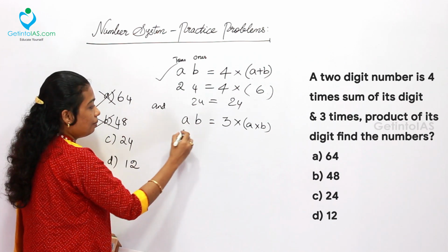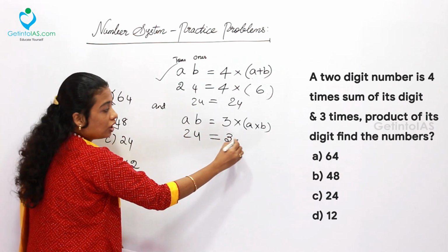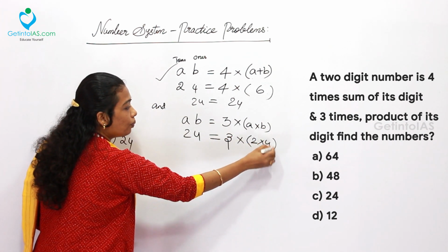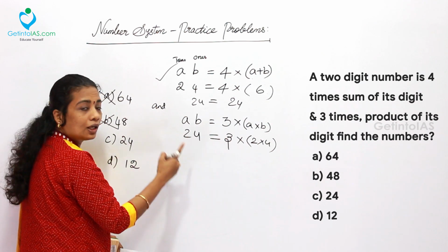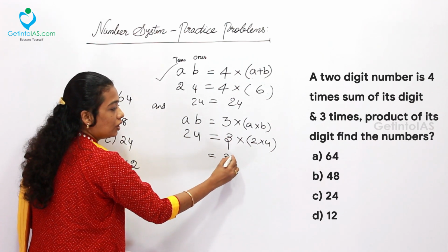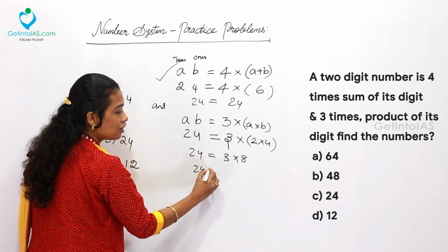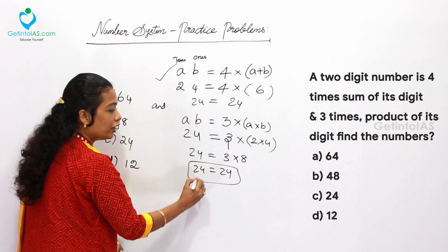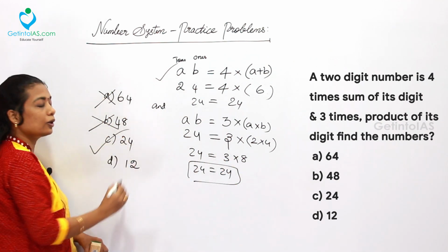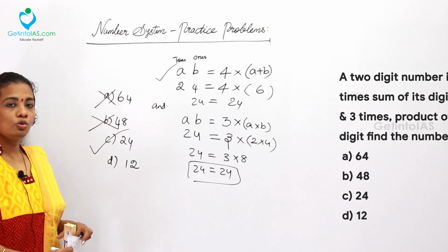The number AB, 24, whether it is equal to 3 times 2, A is 2 here, into B, which is 4. 3 times 2 into 4 is equal to 24 or not? Yes, we can check. 2 into 4 is 8, and 3 into 8 is 24. Here 24, and here also 24. Both sides are equal. Now we can come to the conclusion. Option C is the correct answer, which is 24.